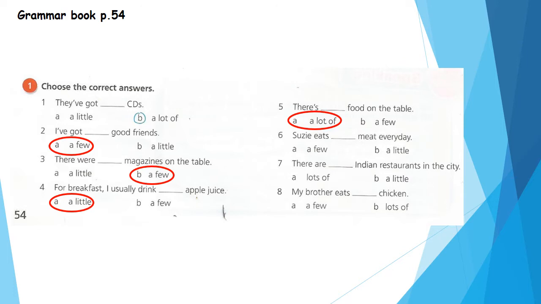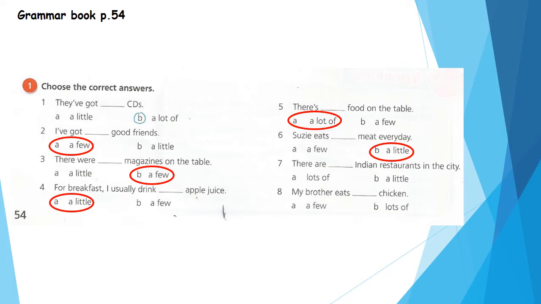Number 6. Susie eats a little meat every day. Here we have a few or a little. We use a few with countable nouns and a little with uncountable nouns. So here we have meat. Can we count meat? No, it is uncountable. So we'll use what? A little.